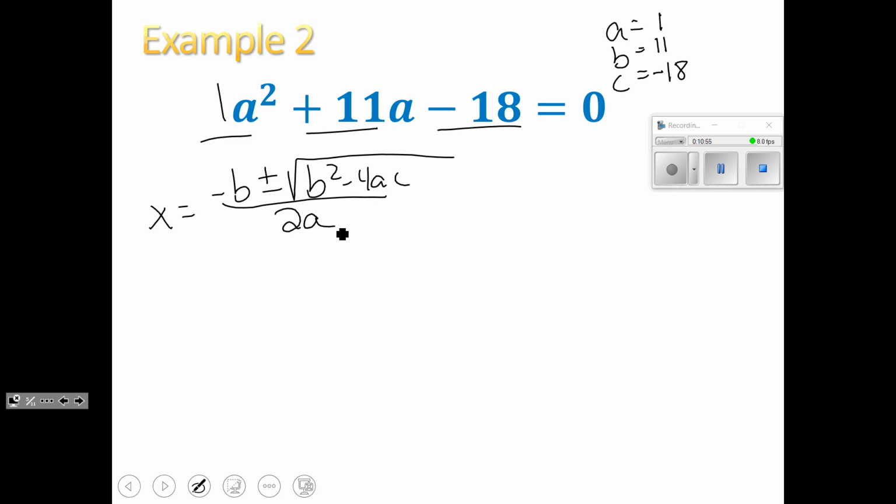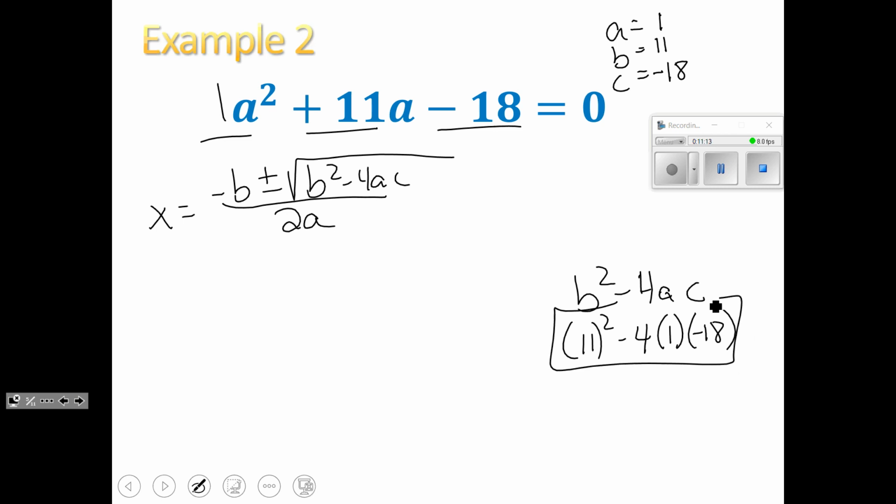Okay, now let's take a break and let's go over here and let's work the discriminant. Let's see what that's going to equal out. So this is going to become 11 squared minus 4 times 1 times negative 18. And again, you can put this all in your calculator all at once. 11 squared is 121. I know that. So 121 minus 4 times 1 times negative 18, and that's going to equal 193.